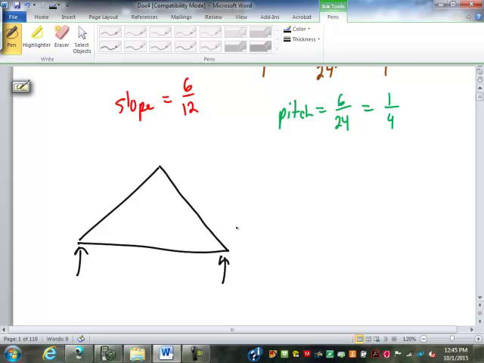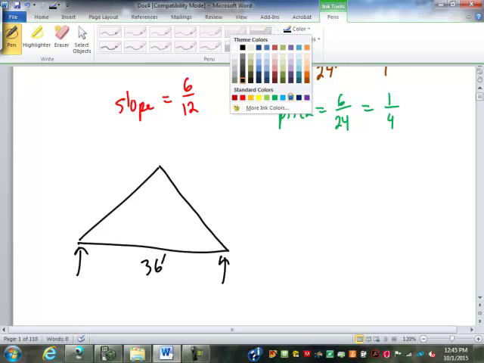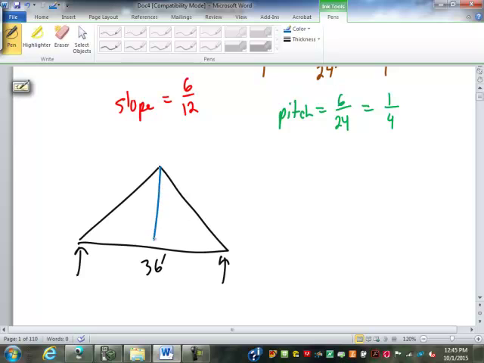So pretend this truss is symmetrical. Find both the slope and the pitch of that truss.